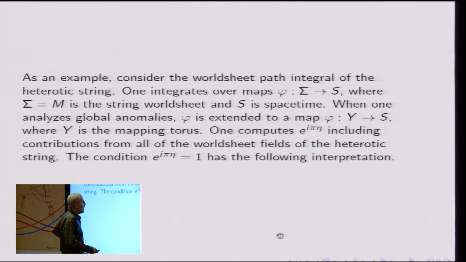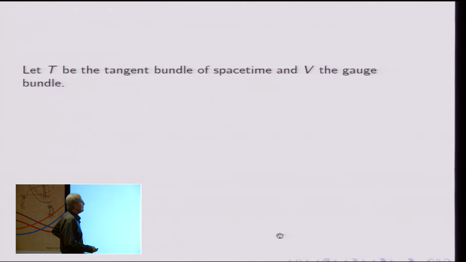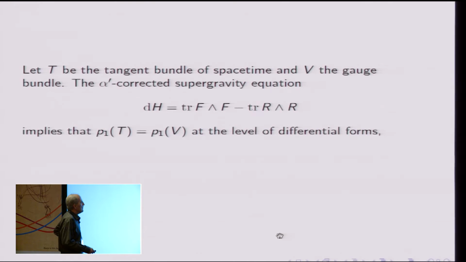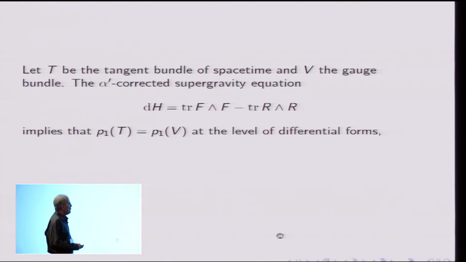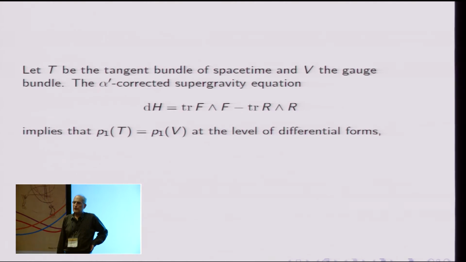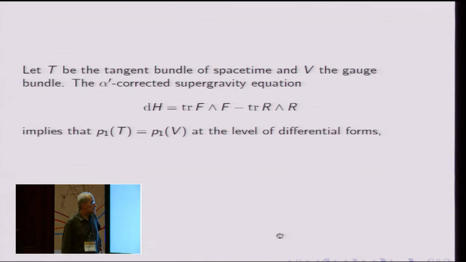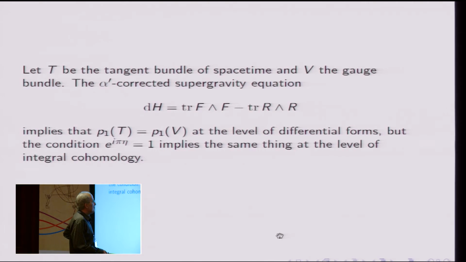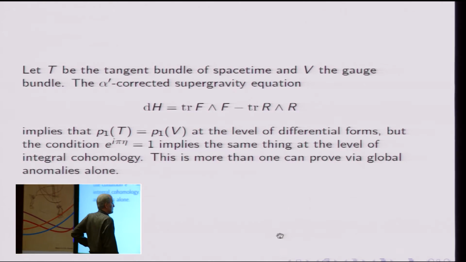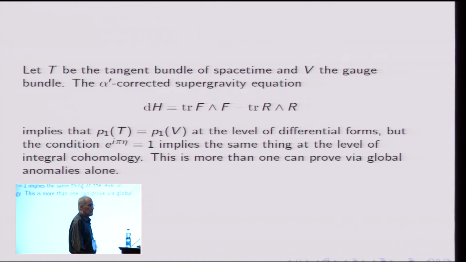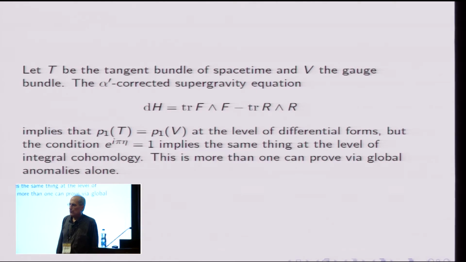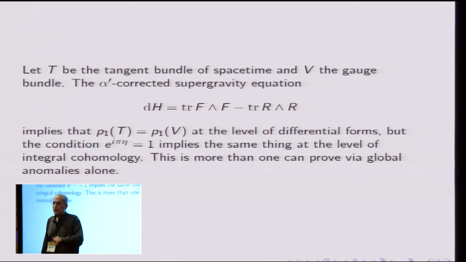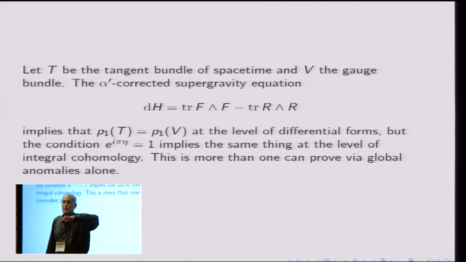The condition e to the i pi eta equals 1 has the following interpretation. If T is the tangent bundle of spacetime and V is the gauge bundle, then the alpha prime corrected supergravity equation tells us a certain topological condition at the level of differential forms. But the condition that e to the i pi eta is 1 implies the same thing for integral cohomology. That's more than one can prove via global anomalies alone. So global anomalies would tell you more than you learn from supergravity, but less than I claim is actually true.